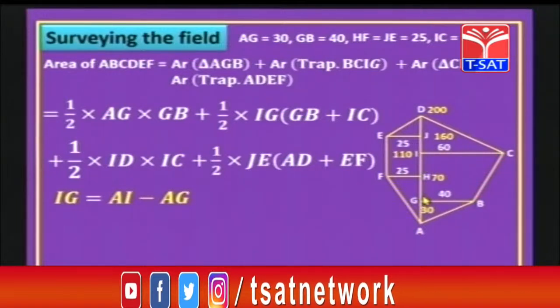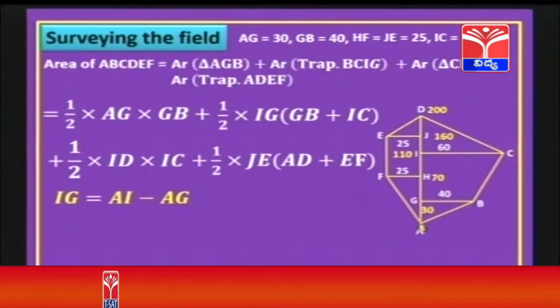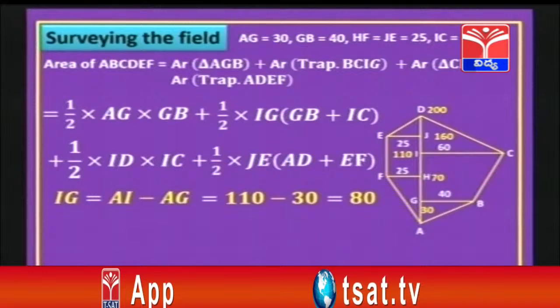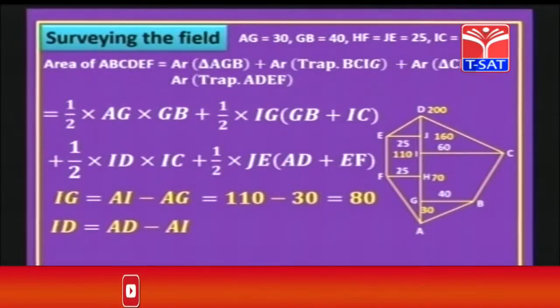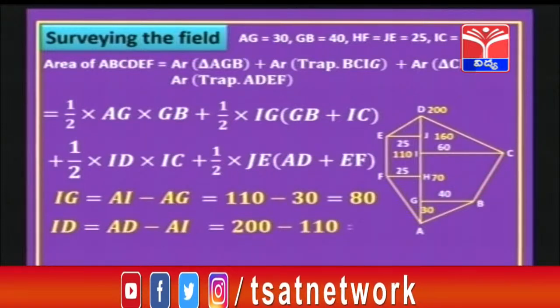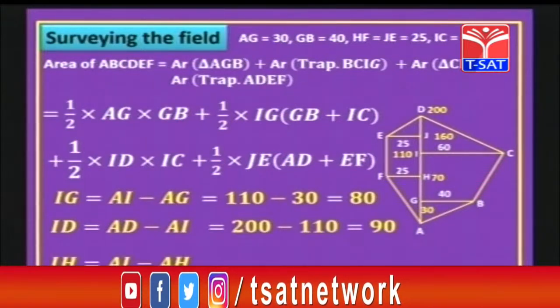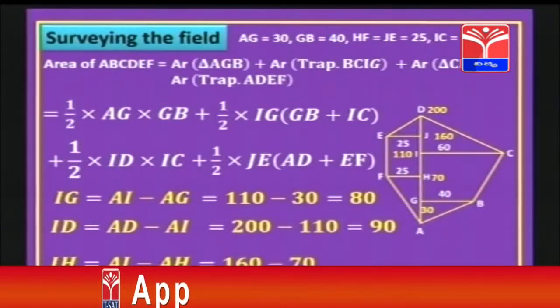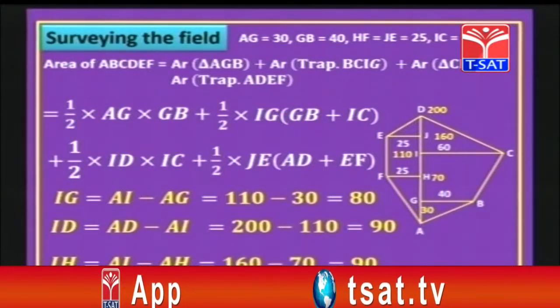But IG is given by IA minus AG, which is nothing but 110 minus 30 equal to 80. Similarly, we will calculate ID as AD minus AI, which is 200 minus 110 gives us 90. JH is equal to AJ minus AH. On substituting it, you get 90.